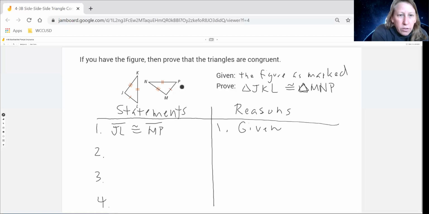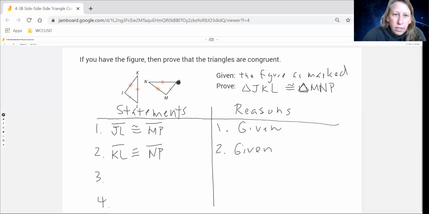The next thing we're going to do is look at the next. So that one had 1 mark. Now I'll do the 2 marks, just kind of keep it organized. I think I'll do KL. Line segment KL is the same size and shape as line segment NP. How do I know that's true? What's my evidence? Well, it's given. You could point to the picture and say, hey, look, I see that they both have 2 marks.